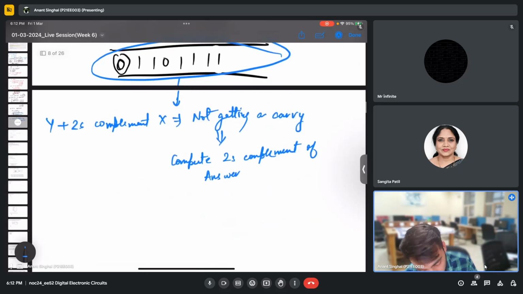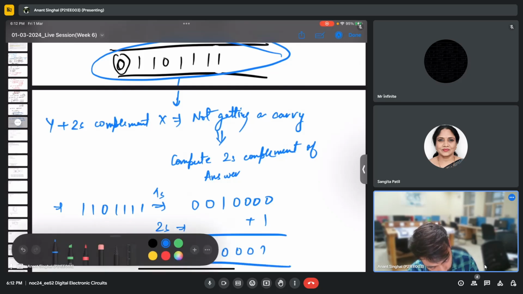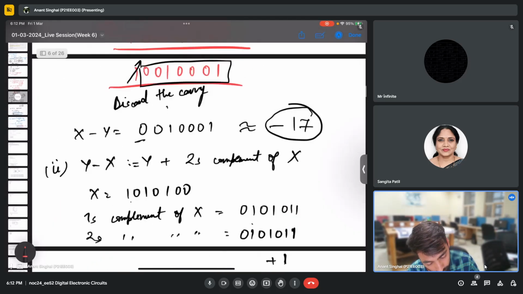So what we'll do is we will compute the 2's complement again of this 1 1 0 1 1 1 1. So 1's complement will be inverted and 2's complement will be plus 1. So 0 0 1 0 0 0 1. So now you can still see we are getting the same answer. If I do it in binary, then minus 17, which was the case for this also.